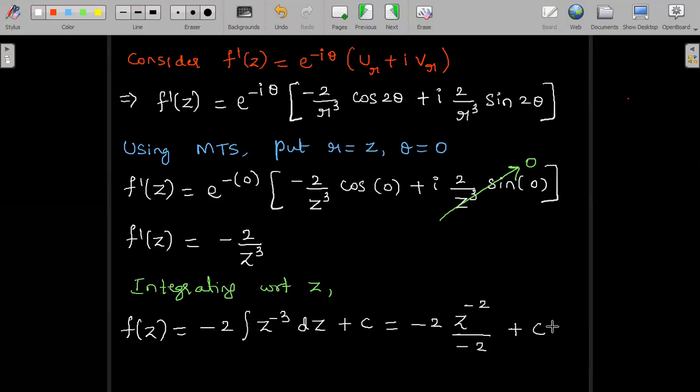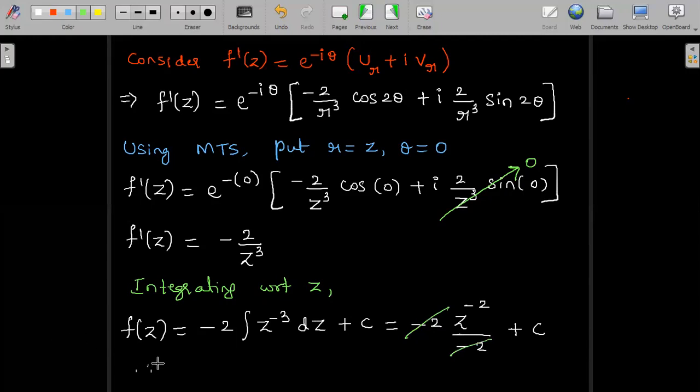From the standard function, integration of z power n is z power n plus 1 divided by n plus 1. So integration of z power minus 3. We took z power 3 in the denominator to the numerator. It became z power minus 3. So integration of z power minus 3 is z power minus 3 plus 1, which is minus 2, divided by the same term, minus 2. So that minus 2 and minus 2 get cancelled.